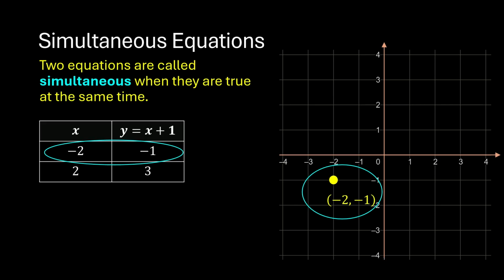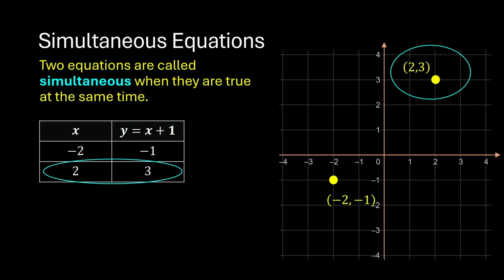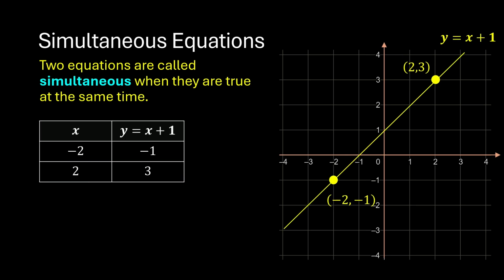Now let's plot one other point on this line. When x equals 2, y equals 2 plus 1, which is 3. So let's plot 2, 3 as well. We now join these points to form the line. This is the line y equals x plus 1.